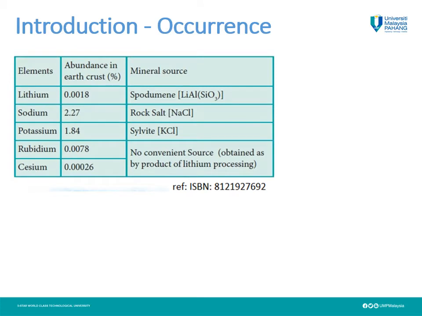The lithium abundance in the Earth's crust is only 0.0018%. It is very low, and the mineral source for lithium is spodumene, which is LiAlSi2O6. There are several other mineral resources including petalite, which is LiAlSi4O10. This is also one of the mineral sources for lithium metal.